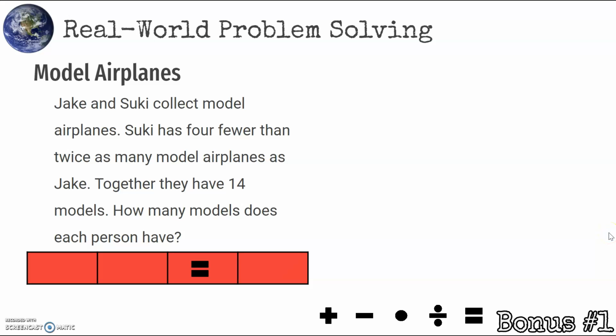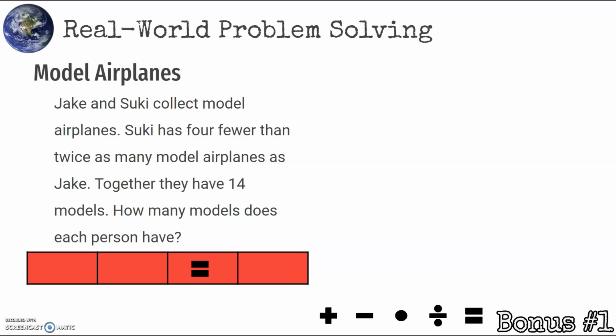Okay, I'm going to call this one bonus number one because this word problem goes into a little bit more. There's a little bit more to this word problem. So let me give you an example, or let me read it and we'll just go over it.